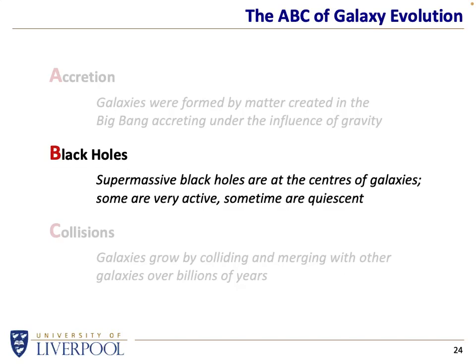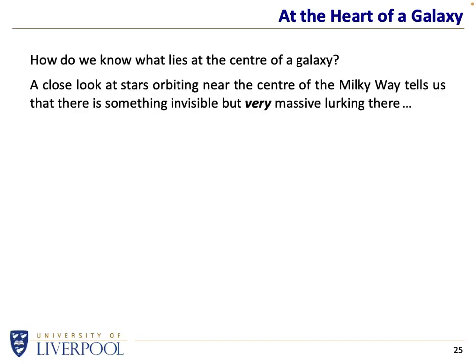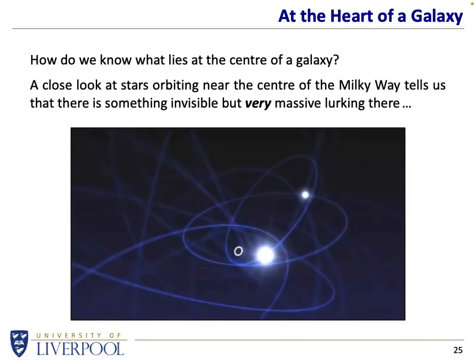B is for black holes. What's going on in the center of galaxies? How do we know what's going on in the centers of galaxies? Well, if we look at the stars that are orbiting, it's rather tricky because the center of the galaxy is a very crowded area and there's a lot of dust there, which is why it's taken a while to actually get the data. But when we look at stars that are very close to the center of the galaxy, we see that they're orbiting in ellipses around something that we cannot see.